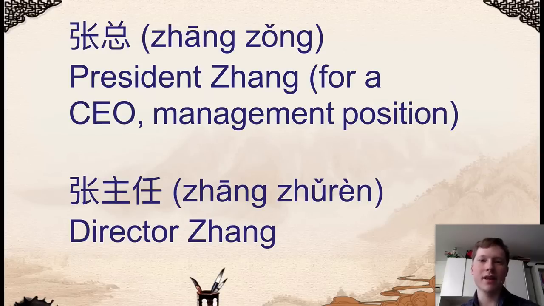So let's have a look at some examples of different ways that you might address different people. Again, I'm using the surname Zhang for these examples. 张总, for example, would be President Zhang or Chairman Zhang, and this would be a CEO or a director of a company, or somebody in a top management position in the company. So if you know that somebody is the CEO, you can call them the family name plus 总.